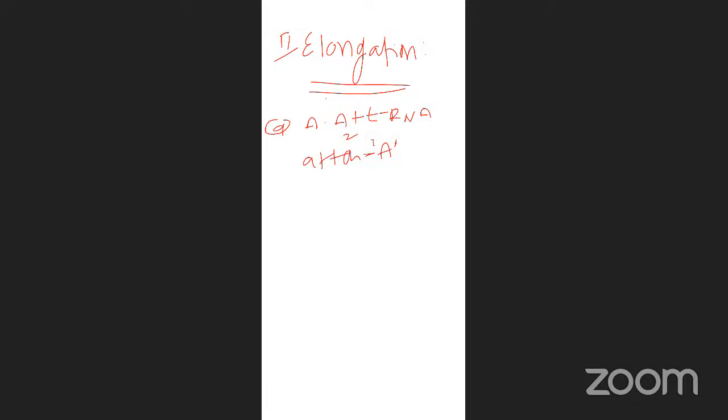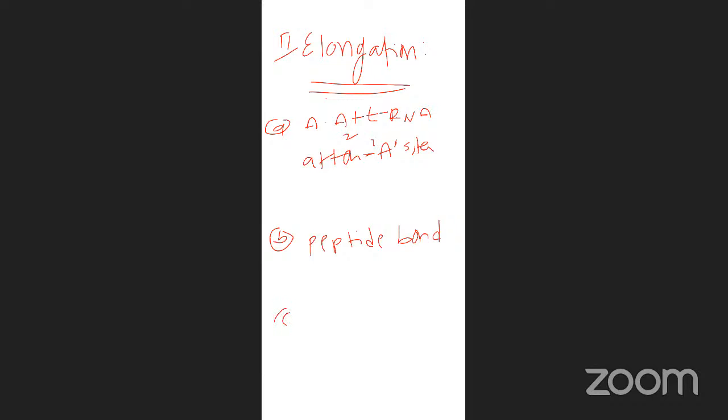Second step, elongation. Elongation is also stepwise. First, amino acid 2 plus tRNA attach at the A site. Second, peptide bond formation.